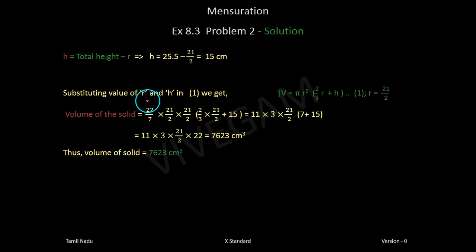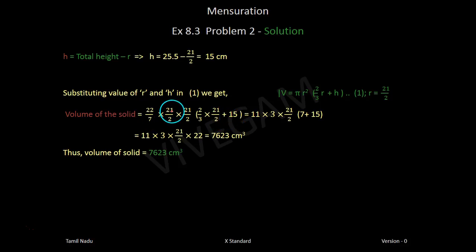Okay. Now we need to substitute the value of r and h in equation 1, which is what we derived here. The V equal to pi r square into 2/3 r plus h. Okay. And r we just calculated to be 21/2. So substitute r in this equation and h also in this equation. We will get 22/7 into r into 2/3 into r plus h.